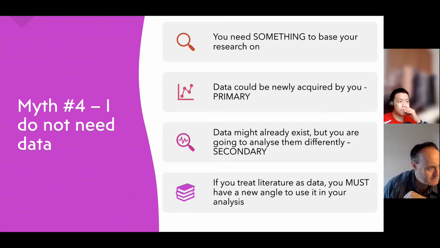All right. So the fourth myth is that just reading will do and you don't need data.